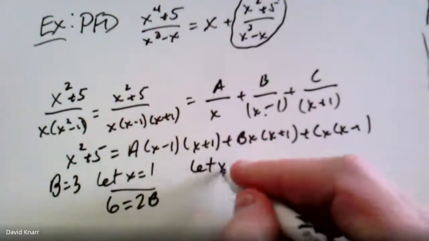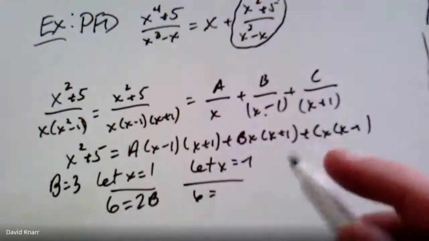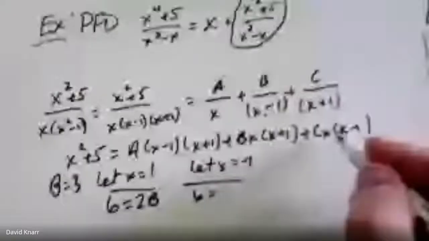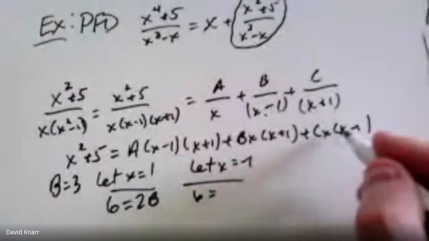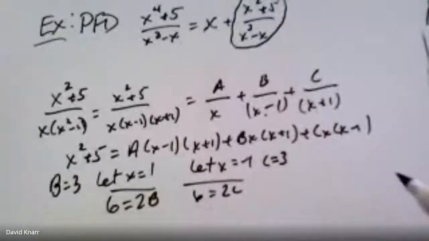Let's pick x equals -1. So that's still 6 on the left. A drops out, B drops out. I'll get -1 times -2 is 2C. So C is also 3.